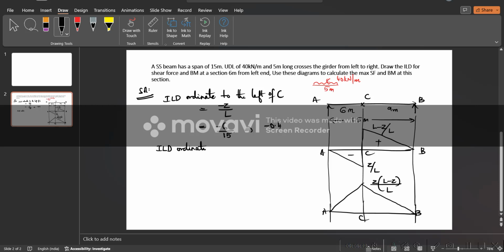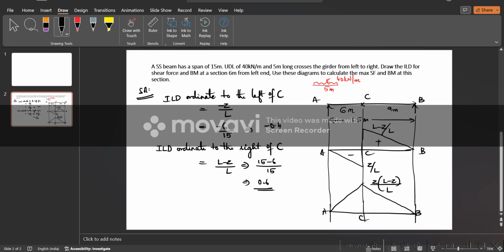The next one is the ILD ordinate to the right of C. Right of C is nothing but positive L minus Z by L. So L minus Z is nothing but 15 minus 6 by 15, or 9 by 15, which is giving me a value 0.6.